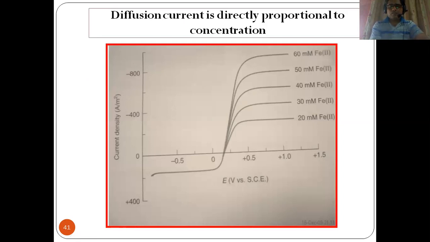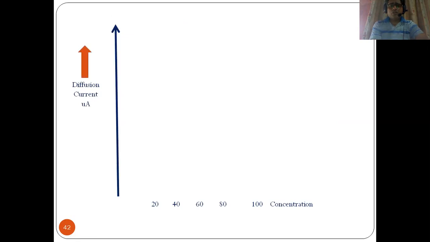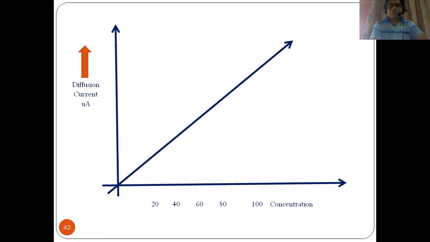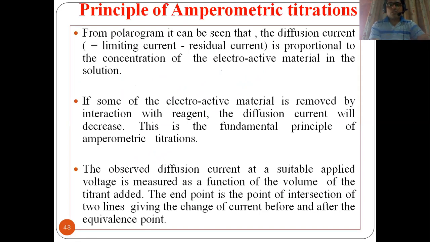As we know, the diffusion current is directly proportional to the concentration as per the Ilkovic equation. By using this relationship, we plot the diffusion current on the y-axis versus concentration on the x-axis to give a graph passing through the origin. Using this principle of amperometric titration, it can be seen from the polarogram that the diffusion current, that is the limiting current minus the residual current, is proportional to the concentration of the electroactive material in the solution. If some of the electroactive material is removed by interaction with the reagent, the diffusion current will decrease. This is the fundamental principle of amperometry.